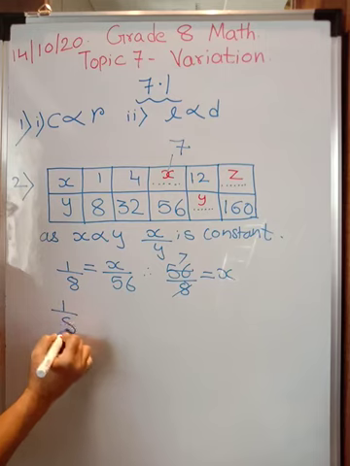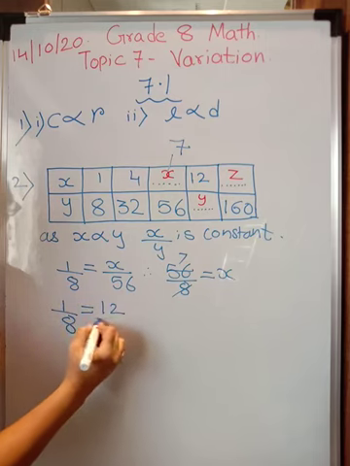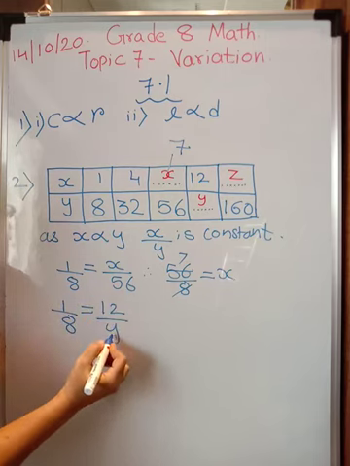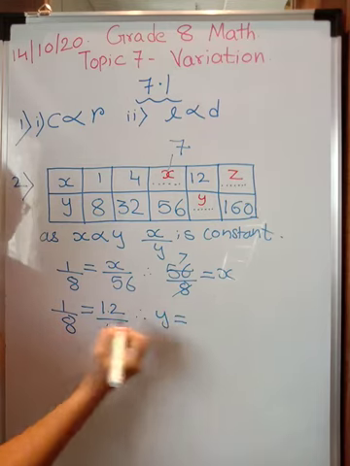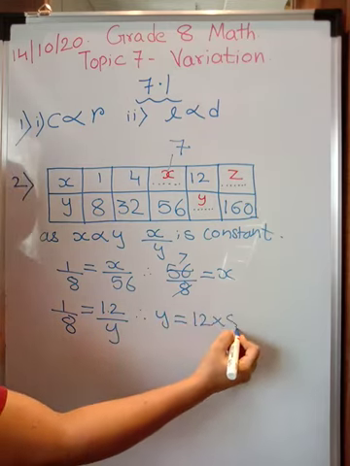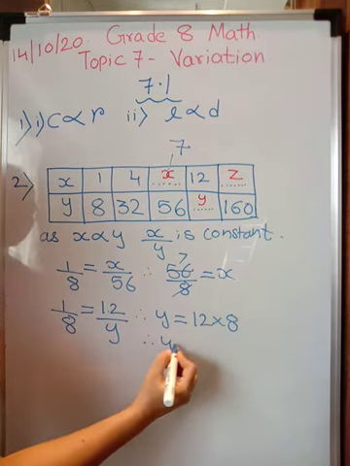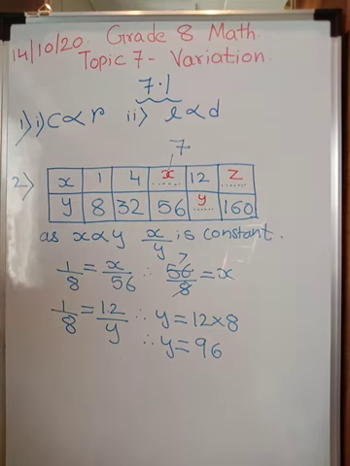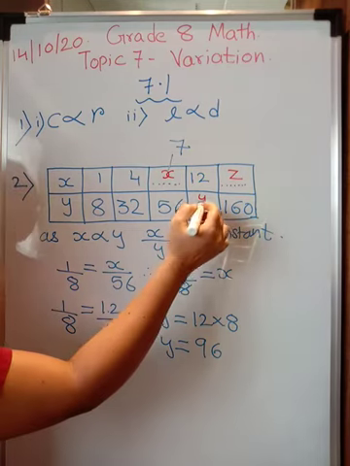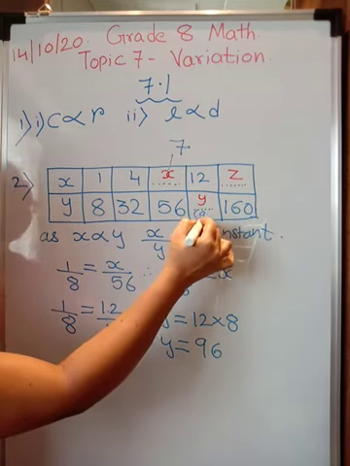So 1 upon 8 is also equal to 12 upon Y. We want to find the value of Y. Therefore, Y into 1 is 12 into 8, and therefore Y will be equal to 96. Is this clear? So the value of Y we got is 96.